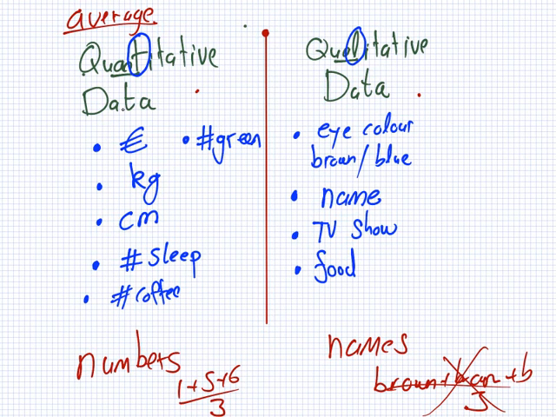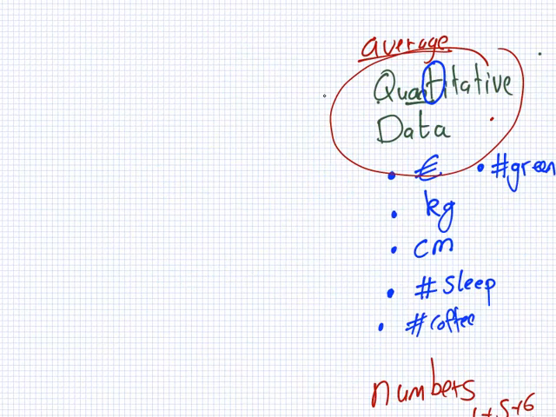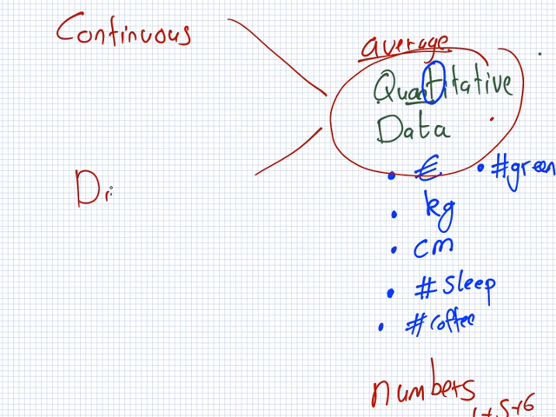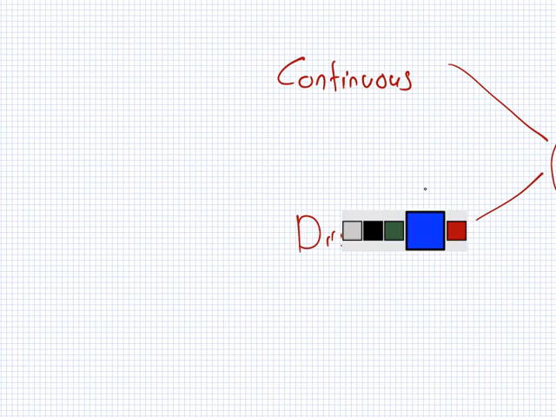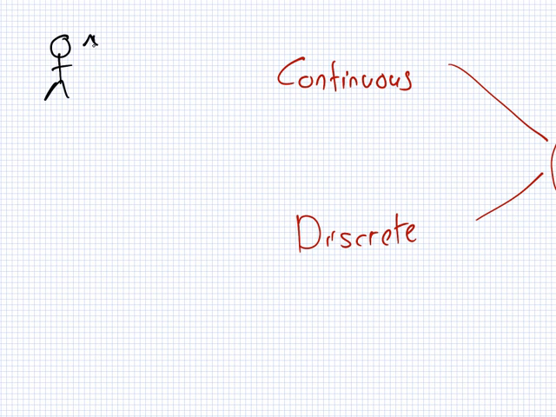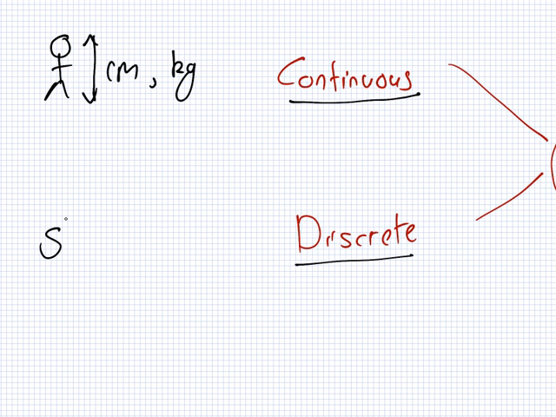Okay, the next thing now. This quantitative, if you look here, can be split into two more types. You can have quantitative continuous or quantitative discrete. And let me explain the difference. So for example, if we're looking at things like height or weight, these are things which are continuous. Discrete will be things like shoe size. Let me explain.